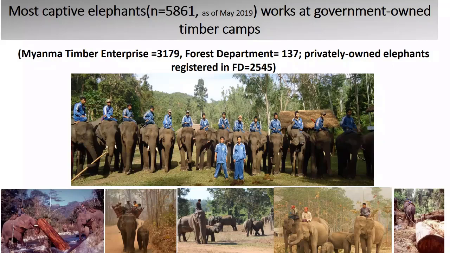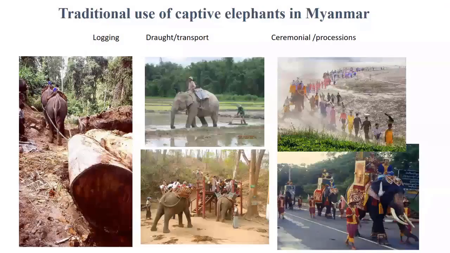So how do they use them? Traditionally, the main use of elephants is in the logging industry, and the second main use is as transport animals. They carry loads or are used for draught purposes. In the northern part of Myanmar, we use elephants for agricultural lands, and a few elephants are trained for ceremonial purposes and processions.